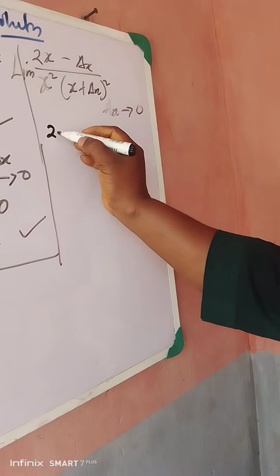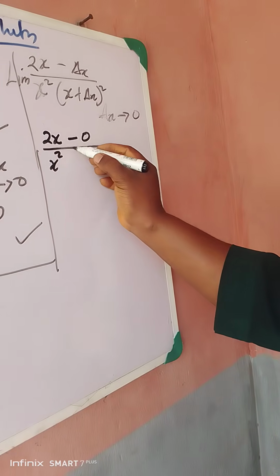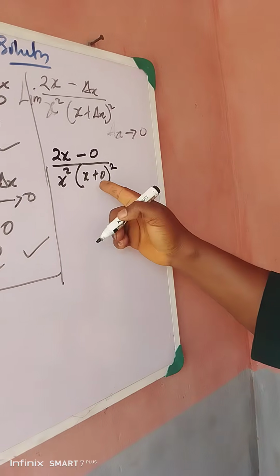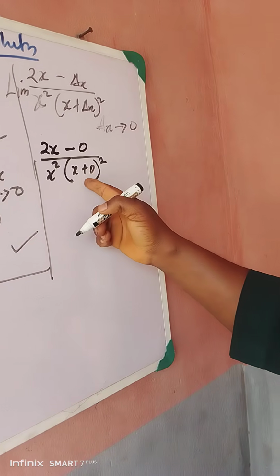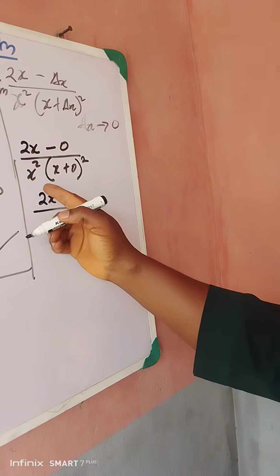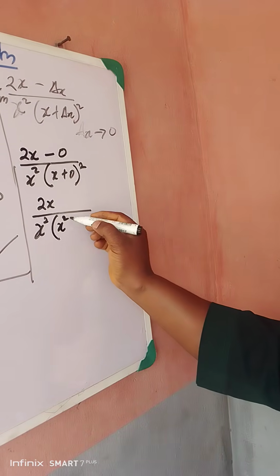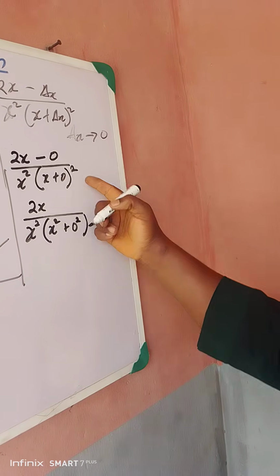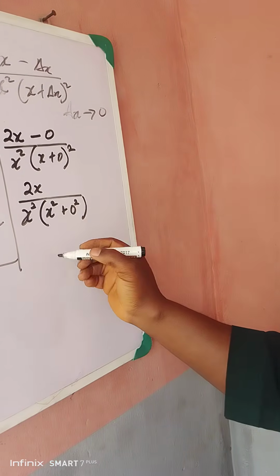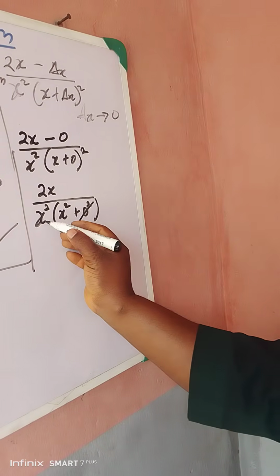So I will have 2x minus 0 all over x squared times (x plus 0) raised to the power of 2. Of course, you know from your indices, everything here will now be what? This minus this will still give us 2x all over x raised to the power 2, then in bracket, x raised to the power 2 plus 0 raised to the power 2. So these two will be distributed among these values here. Having said that, you discover that this is nothing. So you now have this times this.